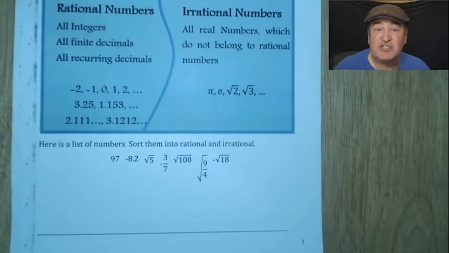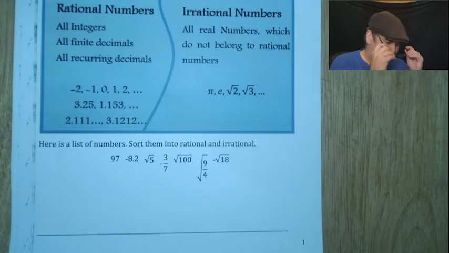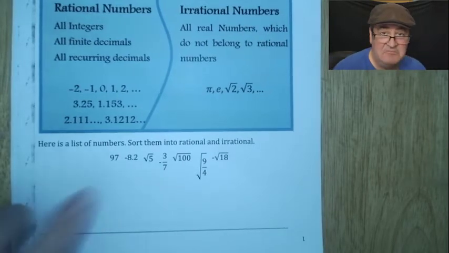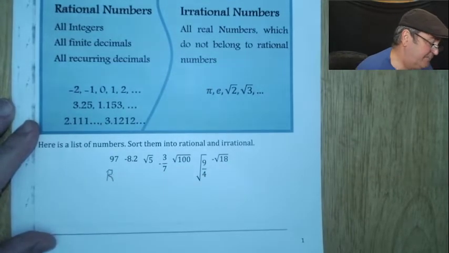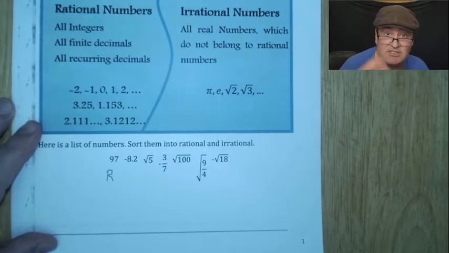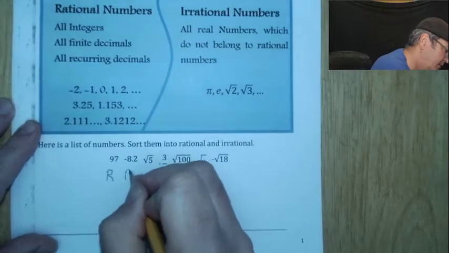So they gave us a list at the bottom, and they want us to sort them into rational and irrational. All right, can we do that? Take a look at that. See if you can get ahead of me on that. 97, rational, right? That's a rational number. Negative 8.2 terminates right there, rational number.